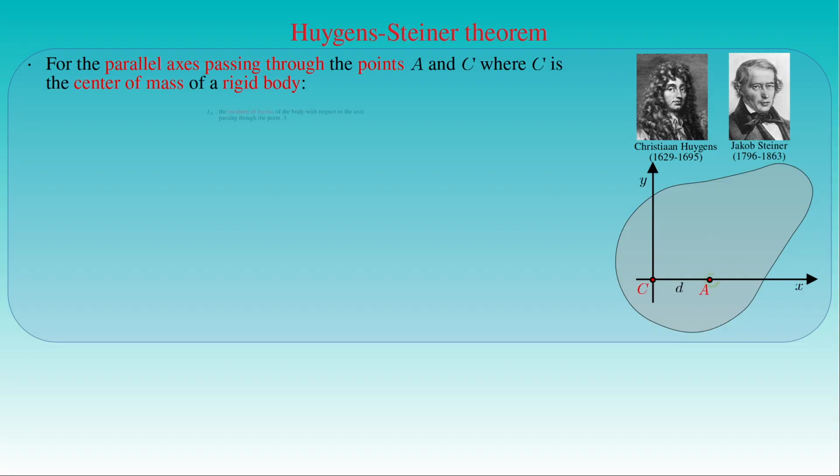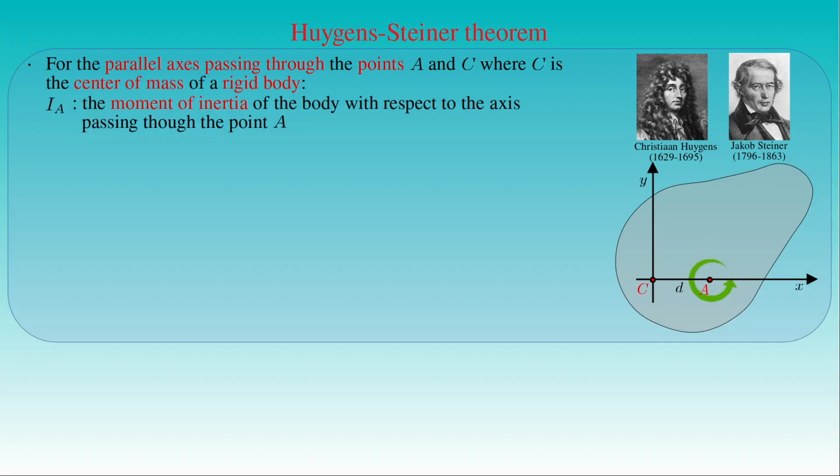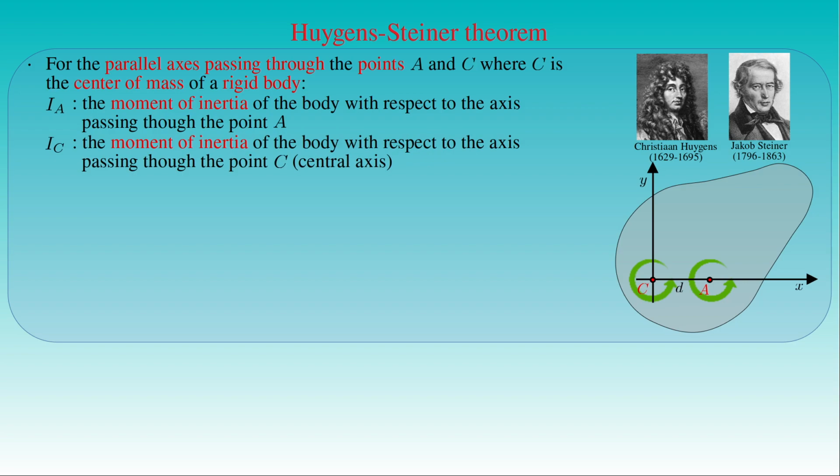Let IA denote the moment of inertia of the rigid body with respect to the axis passing through the point A. Similarly, IC will denote the moment of inertia of the body with respect to its central axis, that is the axis passing through its center of mass C. We apply the approximation with a rigid system of point masses mi, where any point mass mi at the point P of the body has the coordinates xi and yi in the coordinate system attached to the central axis of the body. Here di denotes the distance between the point P and the central axis, and the distance between the point P and the axis passing through the point A is denoted by d bar i.